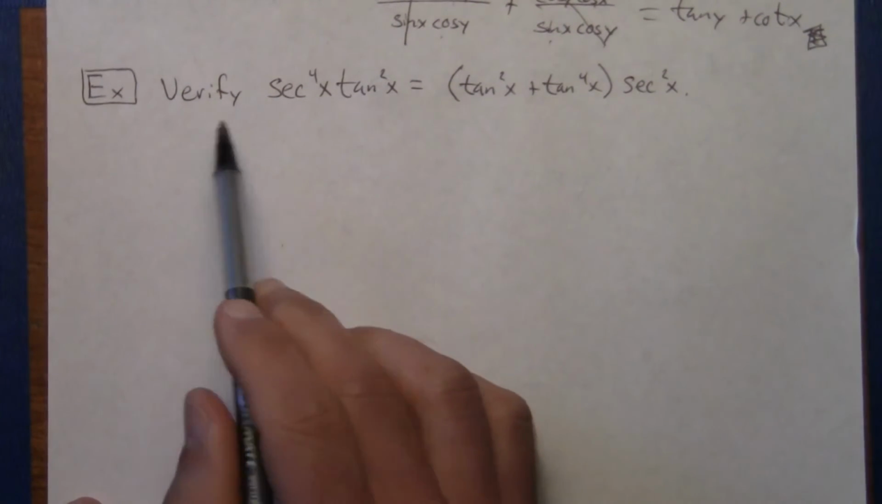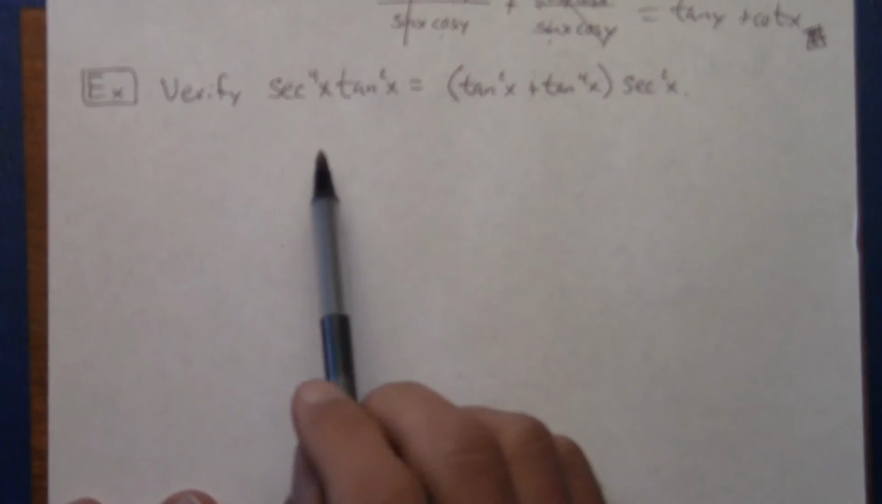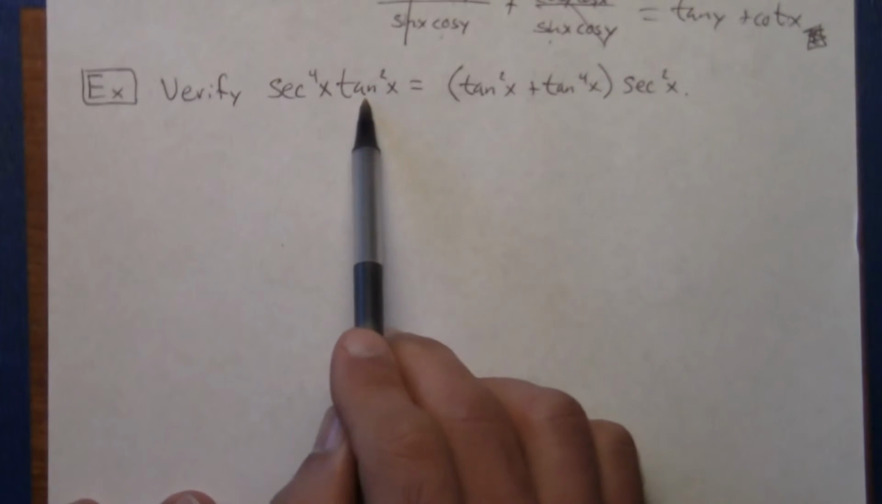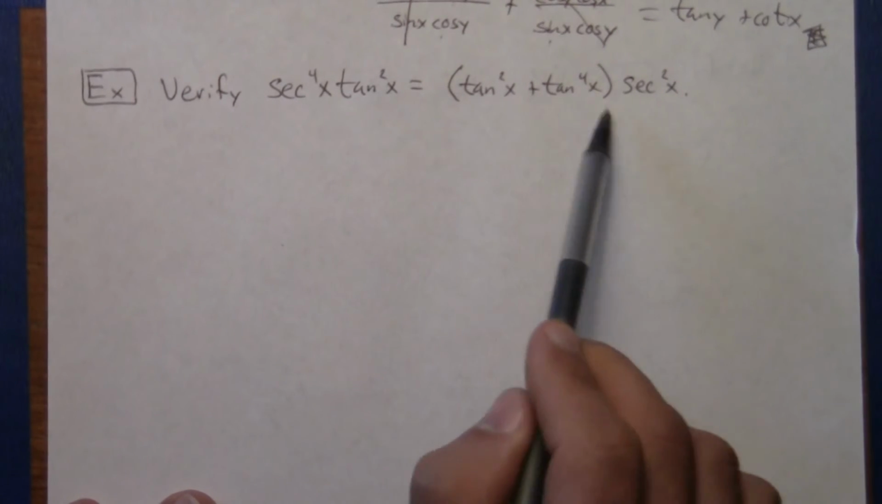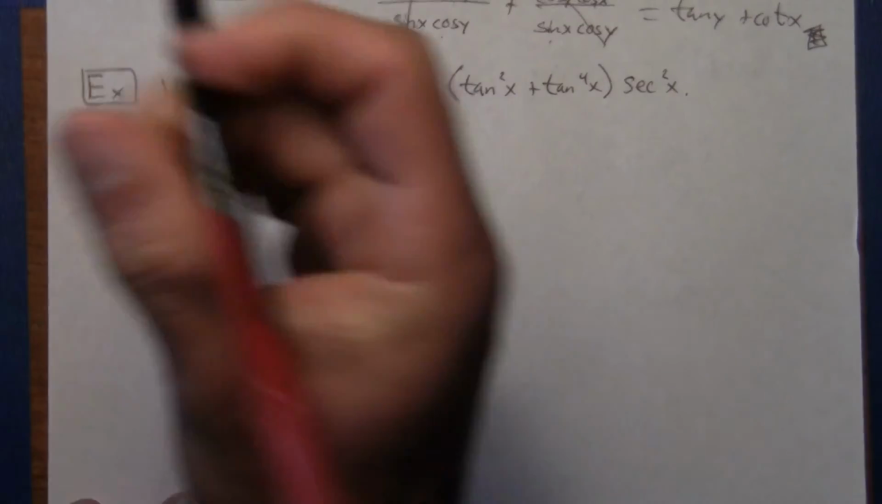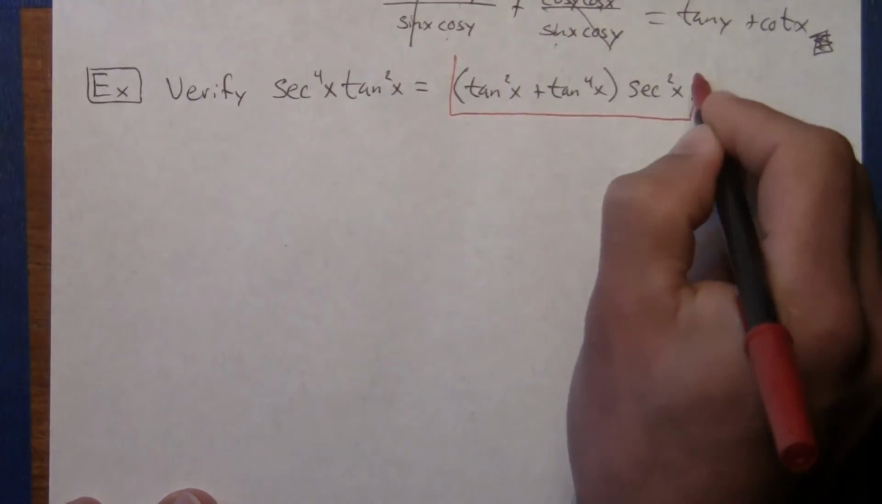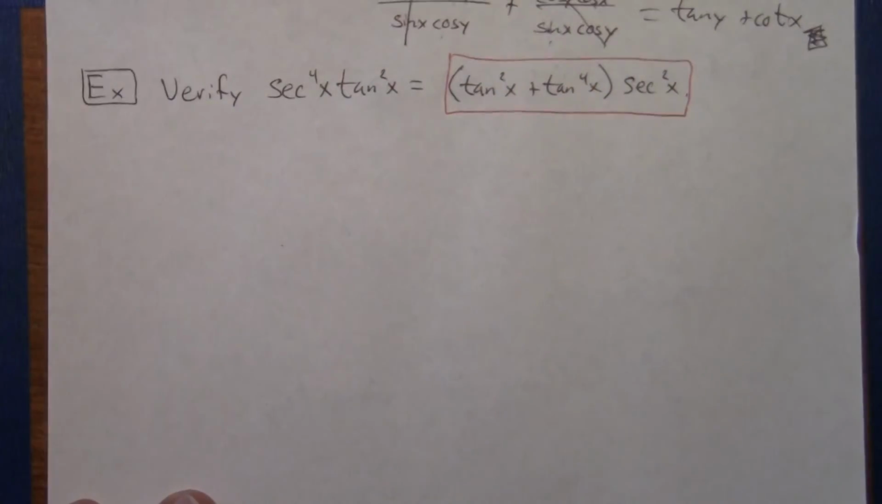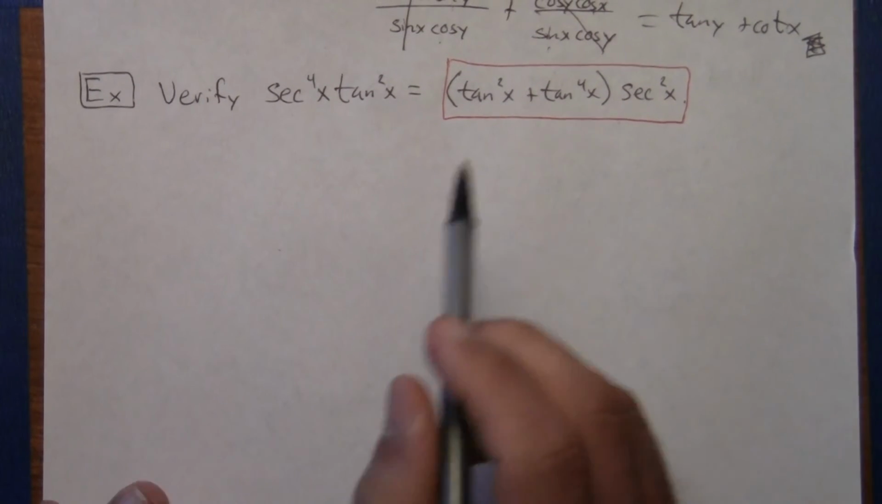Last one's going to be another verifying problem, like this whole section is. It gives us secant to the fourth times tangent squared x is equal to this. Remember, you're supposed to leave the right side alone. You're not supposed to do anything with it. You're supposed to take the left side and get it to look like the right. Doesn't mean you can't look over here and get ideas.